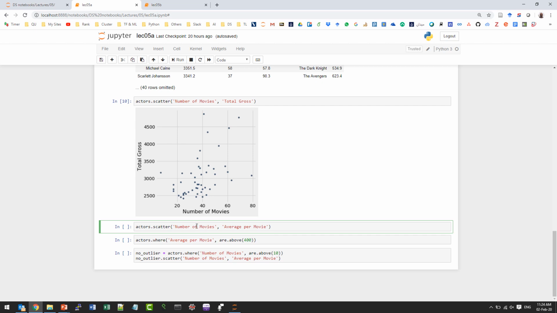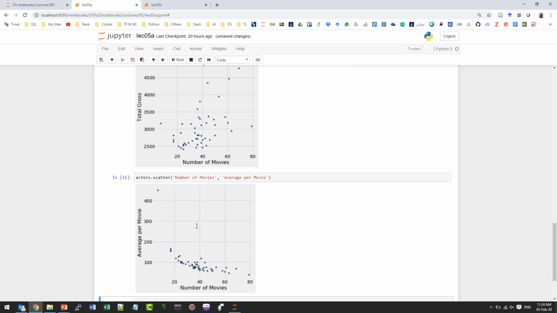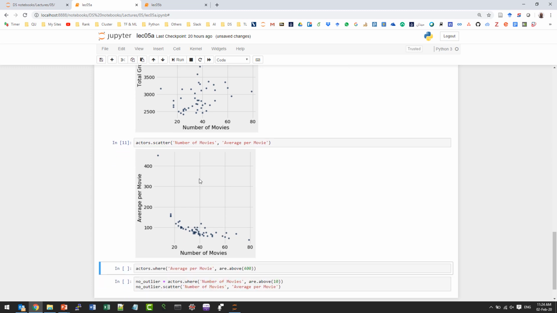So it's probably more fair to compare based on the average gross. Okay, so whatever the number of movies that I was involved in, what is the average gross for each? That can be easily comparable. So let's plot this relation.